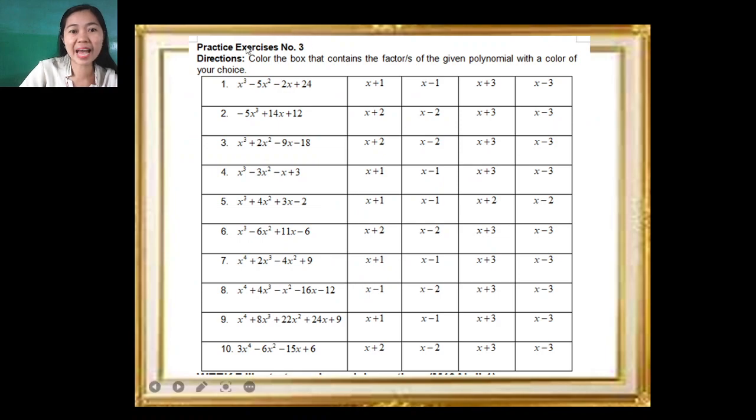Next. Ayan. Color the box that contains the factors of the given polynomial with the color of your choice. So, kahit anong kulay ang gamitin nyo, basta kulayan nyo lamang yung box. Meron tayong apat na column after ng polynomial function or equation, expression. Yung apat na column dito, yan yung mga aalamin nyo kung alin dyan ang factor nung given polynomial. So, sa papaanong paraan. Halimbawa, x cubed minus 5x squared minus 2x plus 24, aalamin mo kung alin dyan ang factor bago mo malaman kung alin dyan sa box na apat na yan ang kukulayan mo.